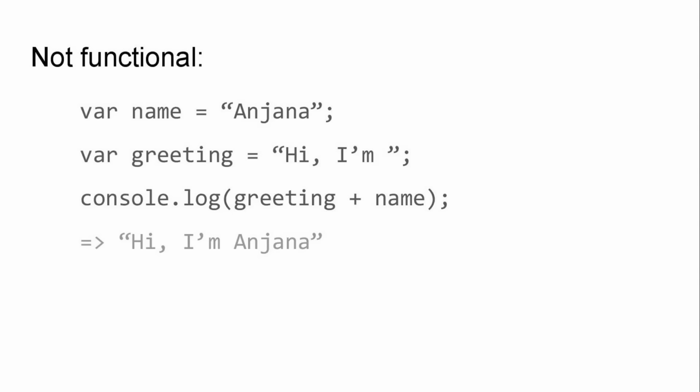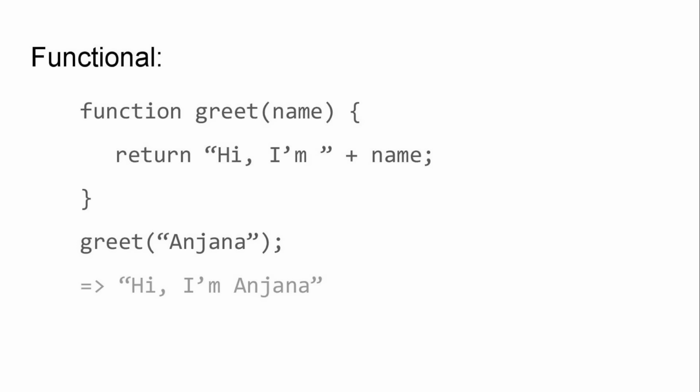So, for example, this would be a non-functional way for me to get the text, "Hi, I'm Anjana," to appear on the screen. I could assign a variable, call it name, and have it store the text Anjana. I could have a greeting like "Hi, I'm," or "Hello, I'm," whatever, and then I could log that to the console. This is an imperative style. First do this, then do that, then do this other thing. We don't have functions here. We're not expressing this in terms of how inputs are transformed into outputs.